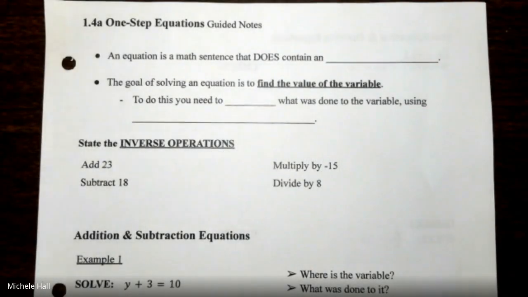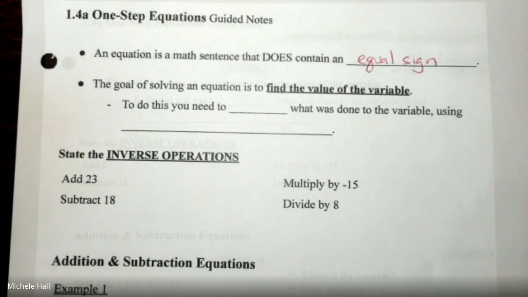Okay, here we go. One-step equations. An equation is a math sentence that does contain a what? More, not a number or letter, something else, because it's an equation. What's the root word in equation? So it has an equal sign. That's why it's not an expression, it's an equation, because it has an equal sign.